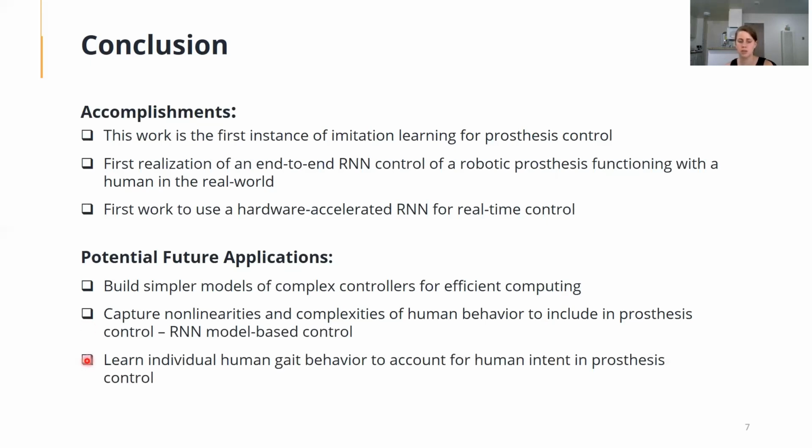Finally, by learning the individual human gait behavior, we can account for human intent in prosthesis control, such as predicting when the human wants to start and stop and speed up and slow down.